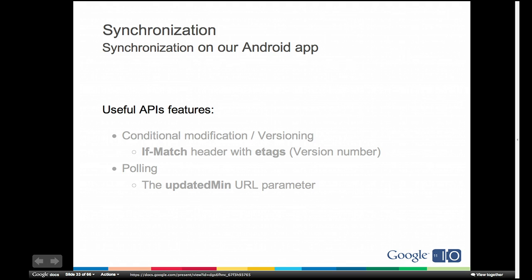The second feature is the ability to do polling. So that's very common in many of our APIs. So you can use the updated min parameter, setting a date, and then the API is basically going to return you all the modifications that happened since that date.